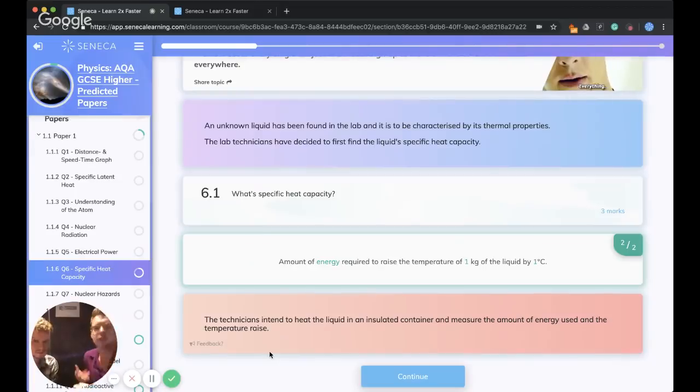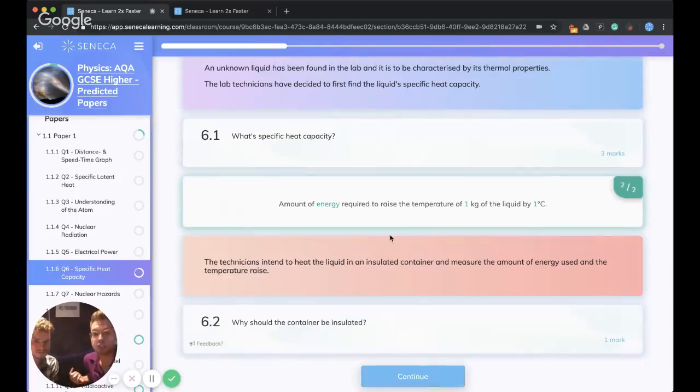The lab technicians intend to heat the liquid in an insulated container and measure the amount of energy used as the temperature rises. So why should the container be insulated? This is an experimental technique question. It's one of your assessment objectives.